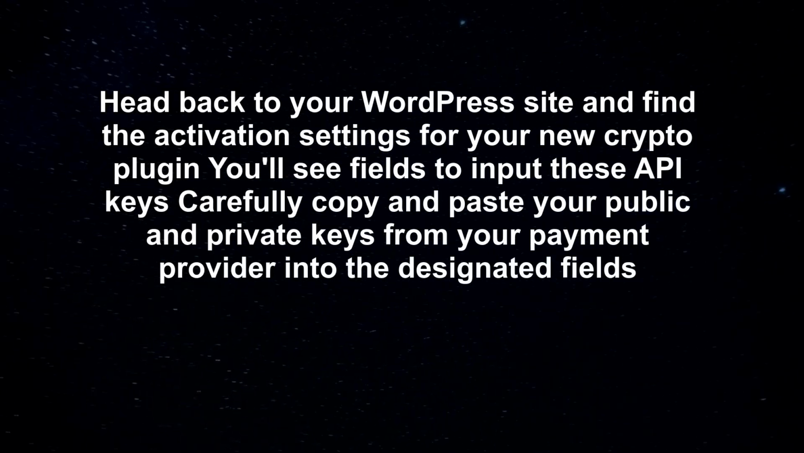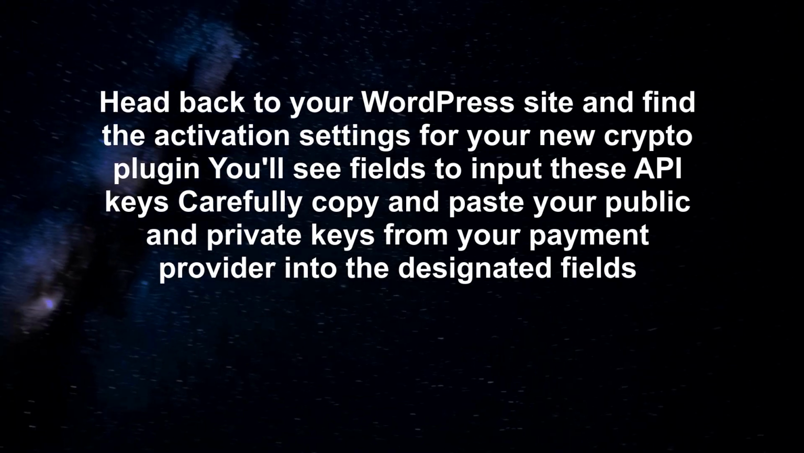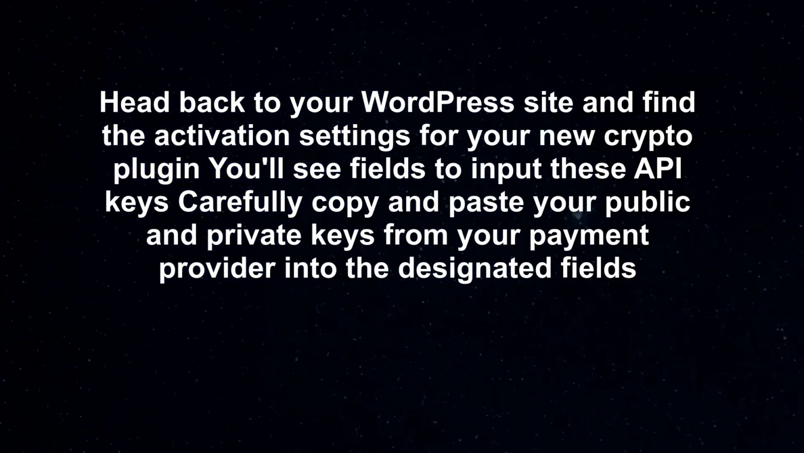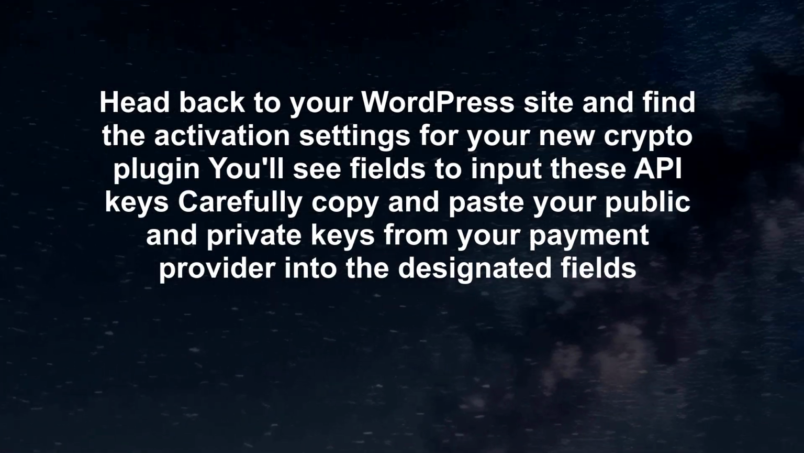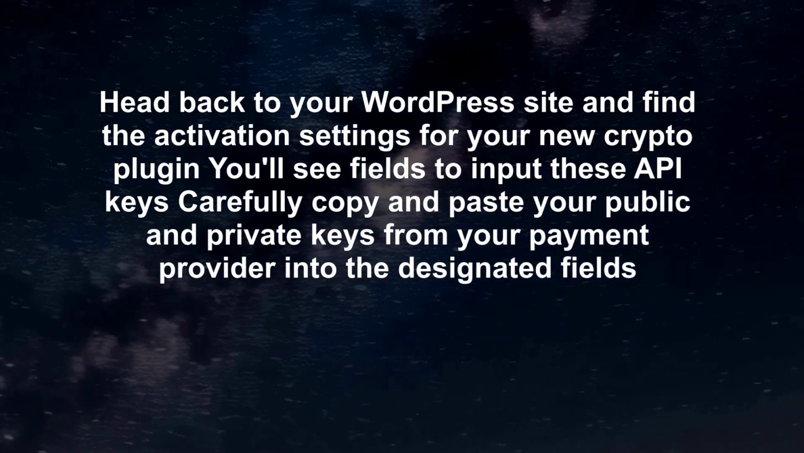Head back to your WordPress site and find the activation settings for your new crypto plugin. You'll see fields to input these API keys. Carefully copy and paste your public and private keys from your payment provider into the designated fields.